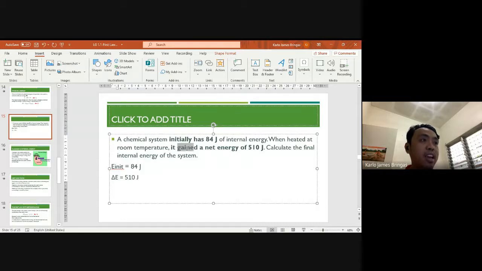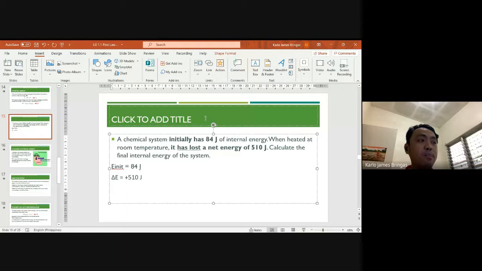And since it says here, guys, the system has gained, it simply means that our delta E increased. And when delta E increases, we expect that its sign should be positive. On the other hand, if the problem says it has lost a net energy of 510 joule, the phrase it has lost simply means that our delta E is going to have a negative sign. So that should be our context clue as to what the sign of delta E is on our system.